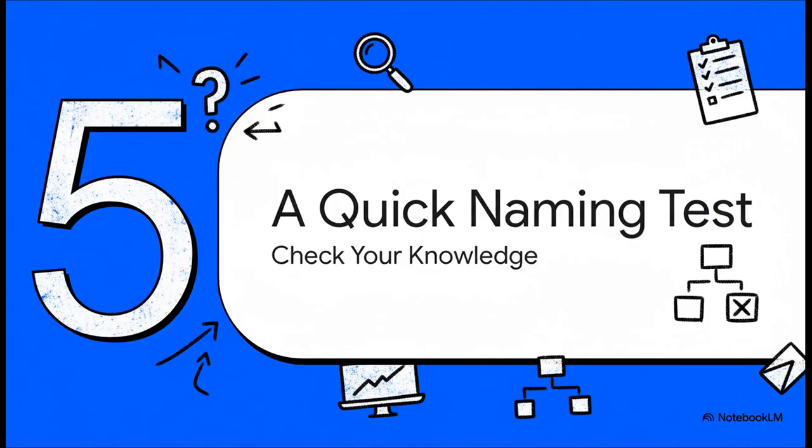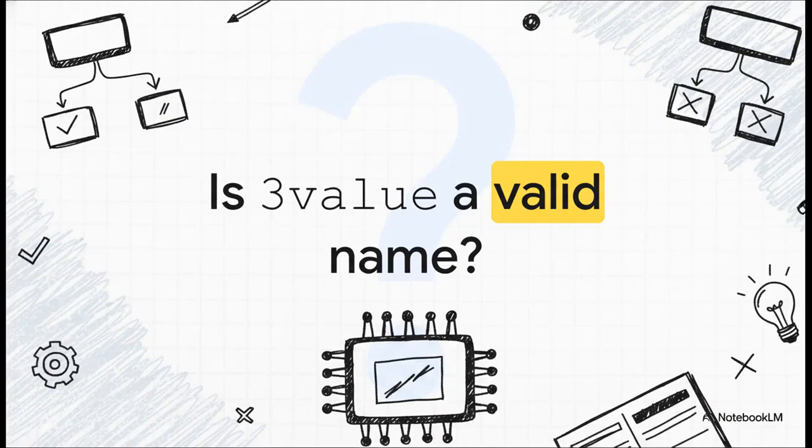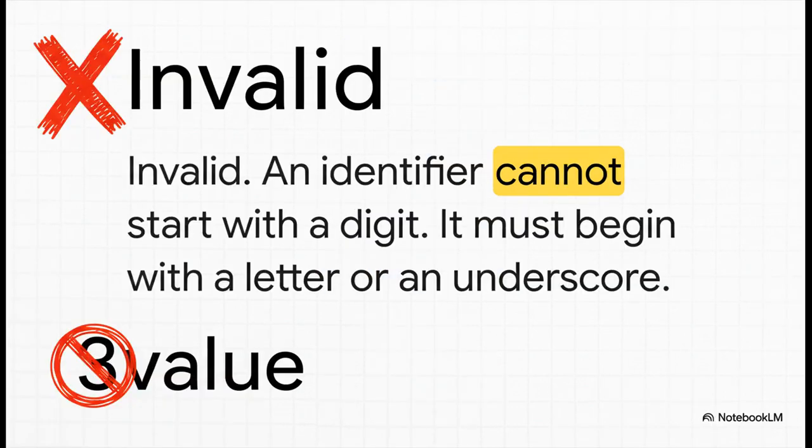Okay, you've seen the rules. Now let's see if you were paying attention. We're going to do a little pop quiz. I'll show you a name. You decide if it's valid. Ready? Let's do it. First up, 3value. Think back to that number one rule we just talked about. Is this a legal name? And nope, you got it. It's invalid. The rule is simple. You just can't start a name with a number.